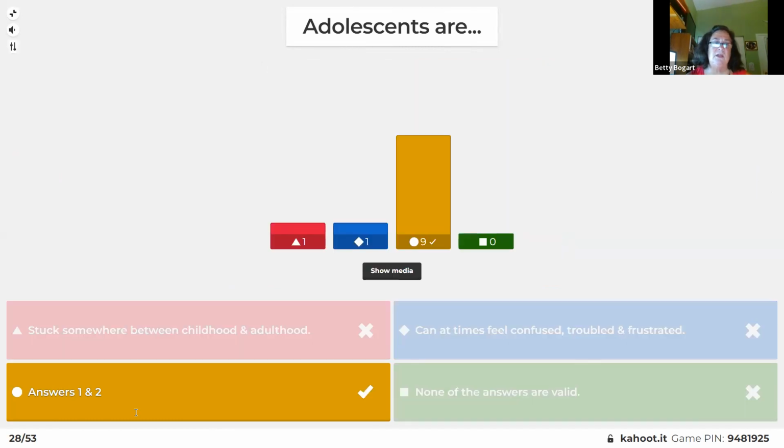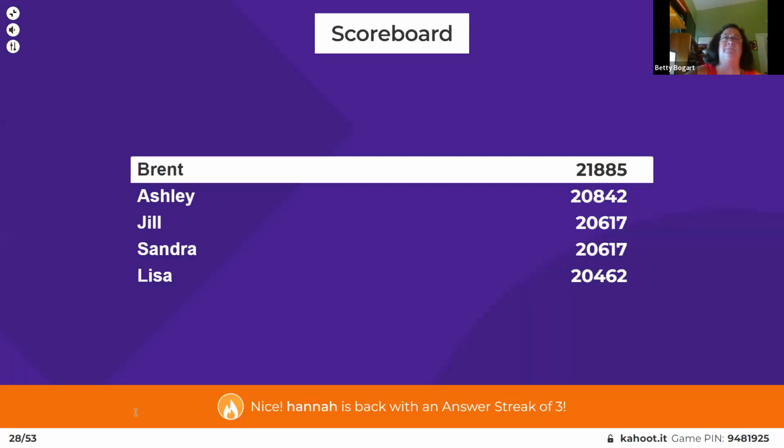They're somewhere between childhood and adulthood, but it's also a time of being troubled, frustrated, and confused. Identity. They don't know who they are, where they're going, and it's a really troublesome time for them. So they also go into a lot of depression, and a lot of it has to do with body image. Body image is huge, and belonging to that peer group.